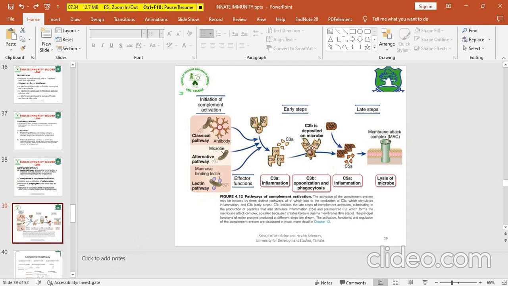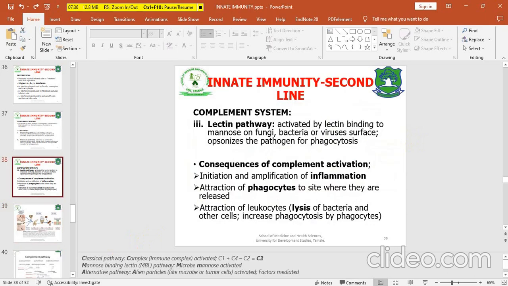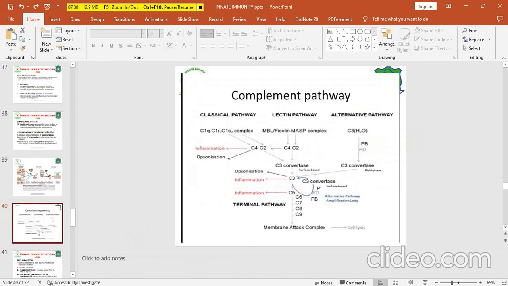So let's look at it. I've explained these ones. So this is it. C6 to C9, that's the membrane attack complex. That will lead to cell lysis.